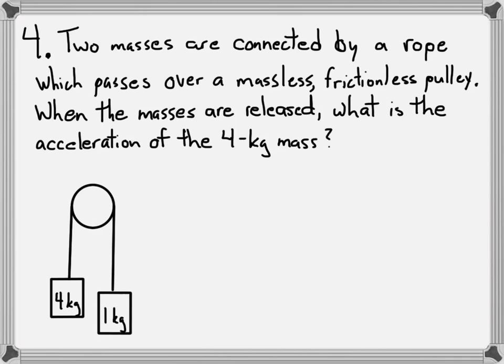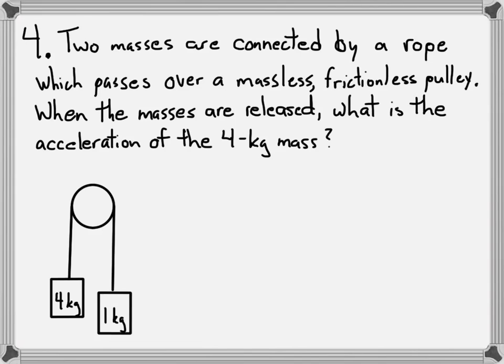In this fourth video we're going to look over a system that involves a pulley, and in this case we have two masses that are connected by a rope which passes over a massless, frictionless pulley. Those are important words to recognize. They affect the physics problem, and I'll tell you why in a little bit, but recognize that we need to look for these three words in order to make certain assumptions to solve this problem. When we release these two masses, it's asking us what is the acceleration of the 4 kilogram mass.